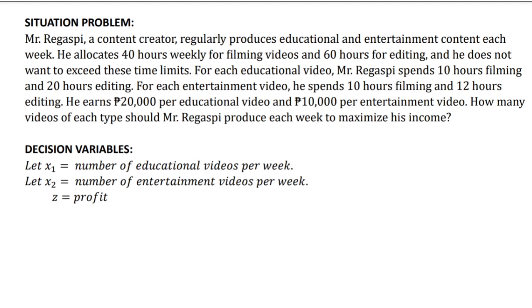How many videos of each type should Mr. Regaspi produce each week to maximize his income? To solve this, we use linear programming and the simplex method. And here are the decision variables. Let x sub 1 be the number of educational videos per week, x sub 2 be the number of entertainment videos per week, and z be the profit.